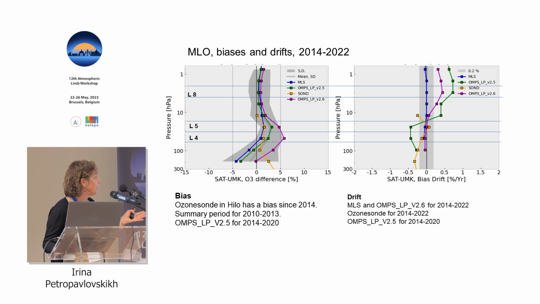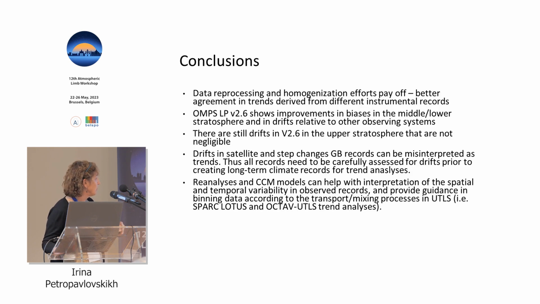So this is the summary plot. On the left, biases. You could see that the biases actually have increased, as I showed you, in the lower stratosphere in version 2.6. On the right side, this is the drift. They are, of course, done in a pretty crude way. But you can see that the drifts between the UMKIR and the OMPS over Mauna Loa have reduced. And I think that's good.